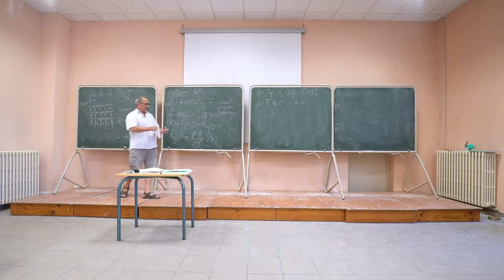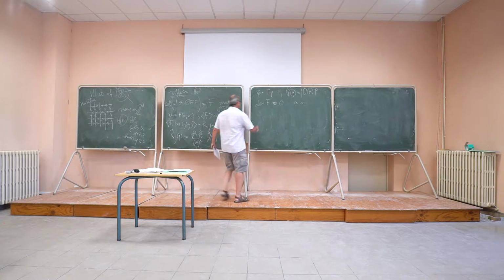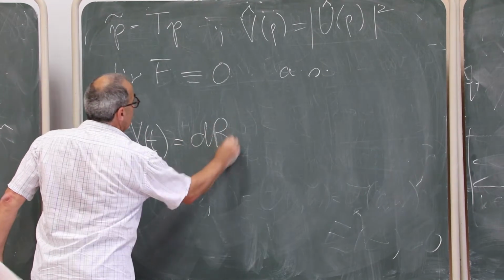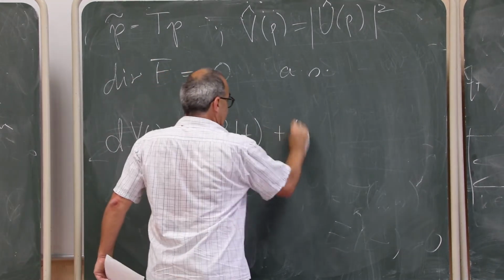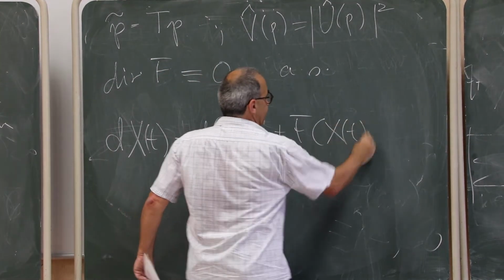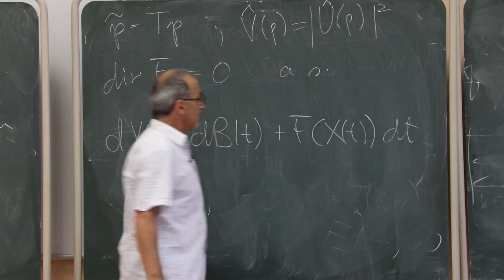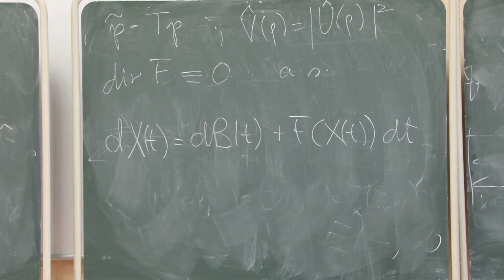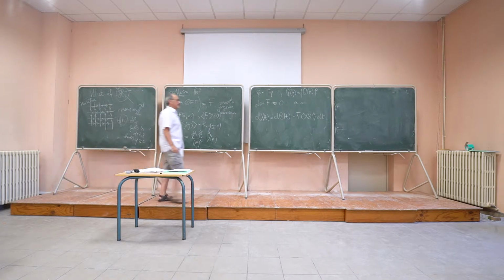Right? And now I define a diffusion, dX_t equals dB_t plus f of X_t dt. So the diffusion is like that. The drift part comes from this vector field and we add Brownian noise. This is the diffusion I'm looking at.